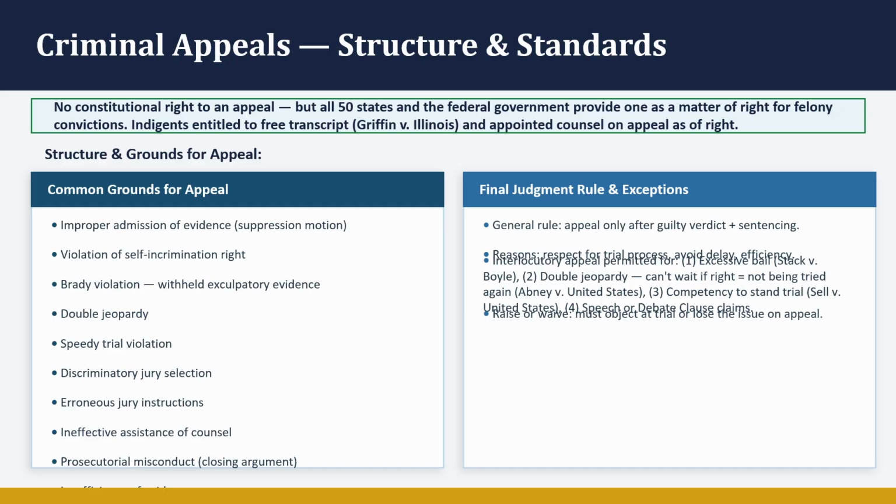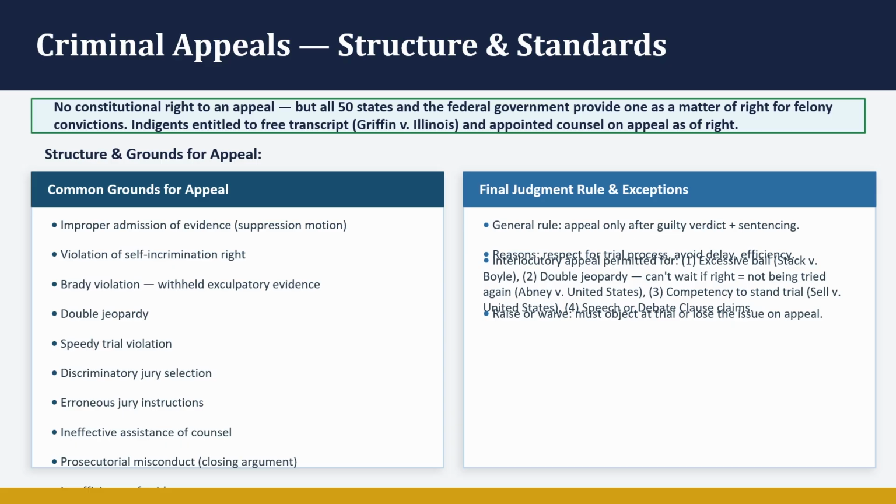The final judgment rule is the general procedural principle that defendants may not appeal during the trial, but must wait until conviction and sentencing. The rationale is sound. Piecemeal appeals would fragment trials, create delays, and waste judicial resources. The appeals court can address all errors at once after the trial is complete.